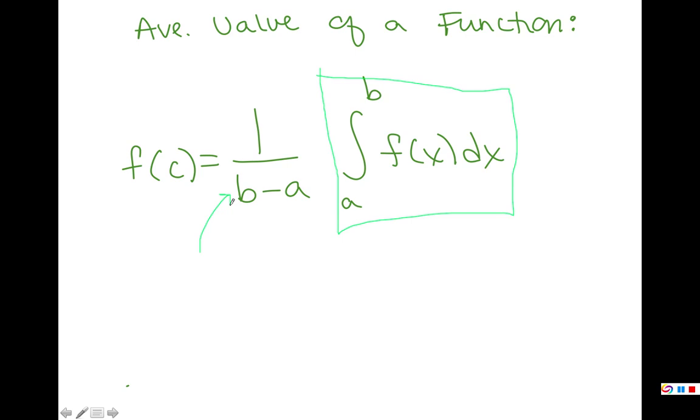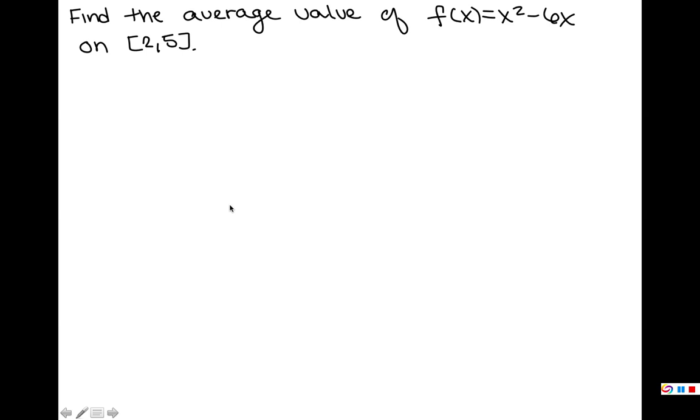All right, so how does this actually work in a problem? If I want to find the average value of the function x squared minus 6x on the interval from 2 to 5, I can just plug those things into that formula that I just gave you. So we're going to take 1 divided by b minus a. So 1 divided by 5 minus 2, or 1/3, times the integral from 2 to 5 of the function x squared minus 6x.